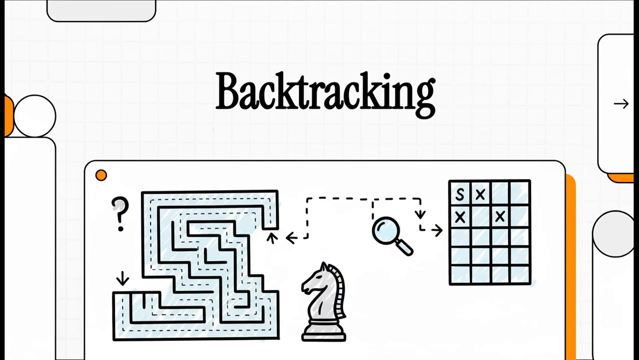All right, let's dive into one of the most powerful and, honestly, elegant ideas in programming. It's called backtracking, and it's basically a secret weapon for solving problems that seem impossibly complex. We're going to break down exactly how it works.